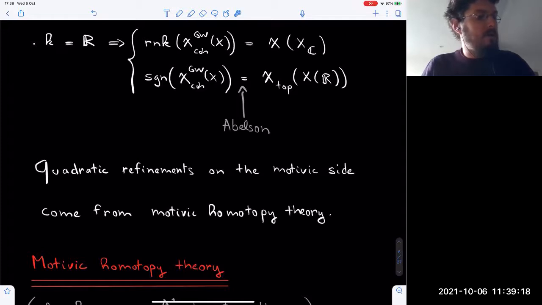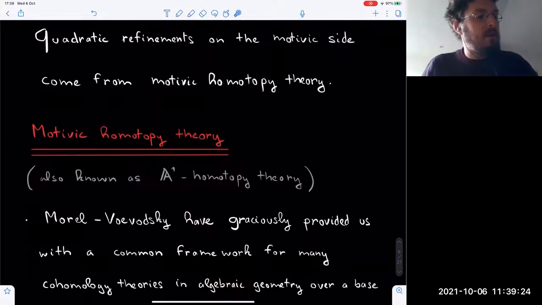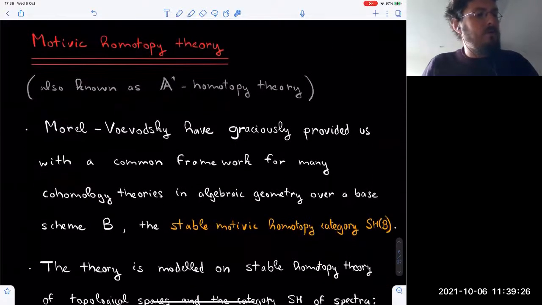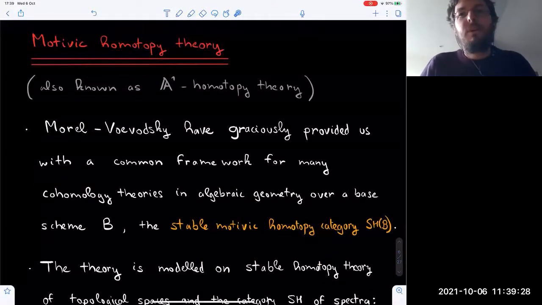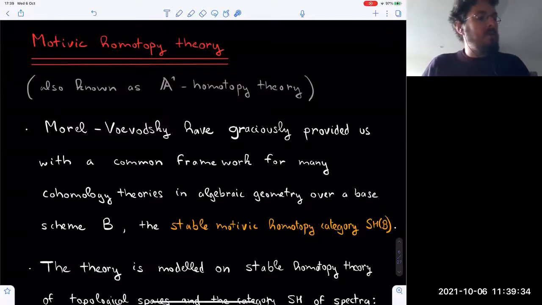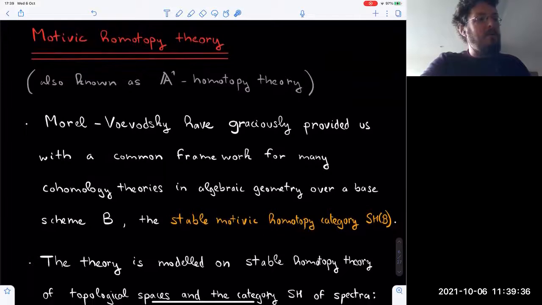The motivic side of the story really comes from motivic homotopy theory, and this is where this idea of quadratic enumerative geometry came from. So let me give you a kind of crash course, a quick introduction to motivic homotopy theory. This is a common framework that has been developed by Morel-Voevodsky and subsequently by many people.